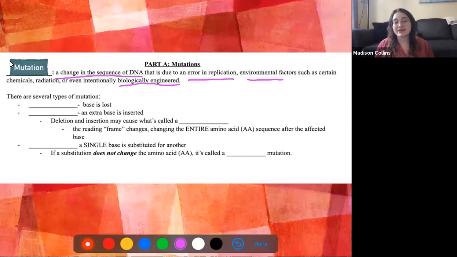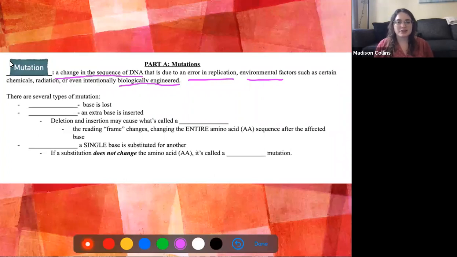Just an error in replication. Sometimes we are exposed to environmental factors that can cause mutations. That's why we have to put on sunscreen, right? So we don't get mutations brought about by radiation. And sometimes we can even intentionally cause mutations in DNA sequences.